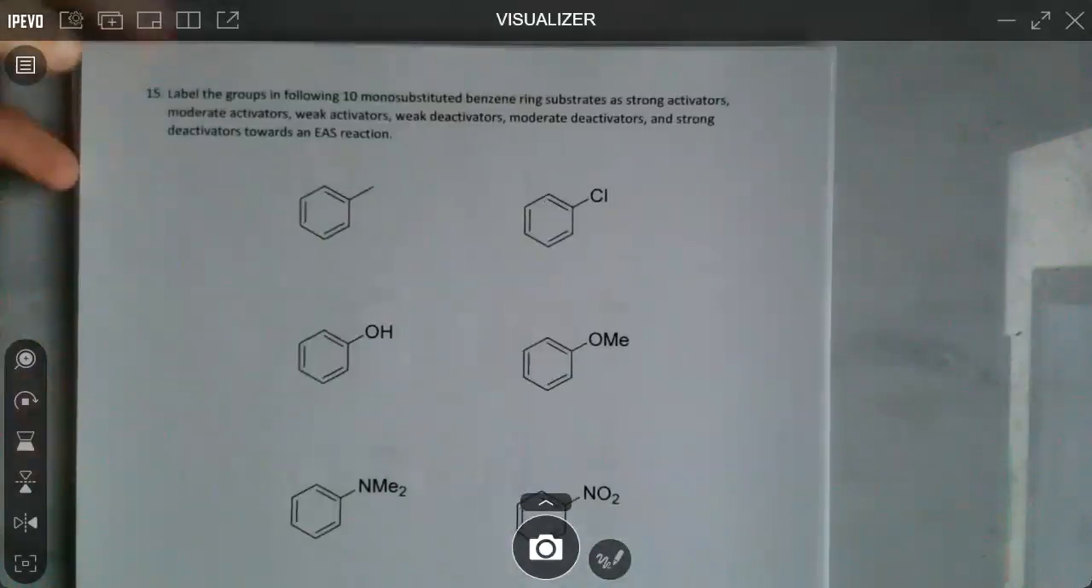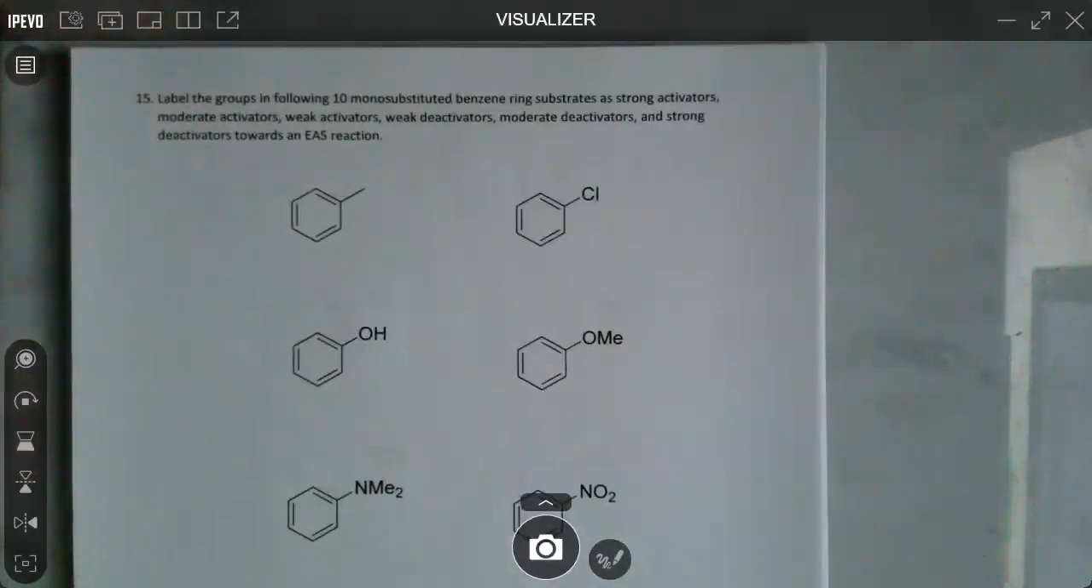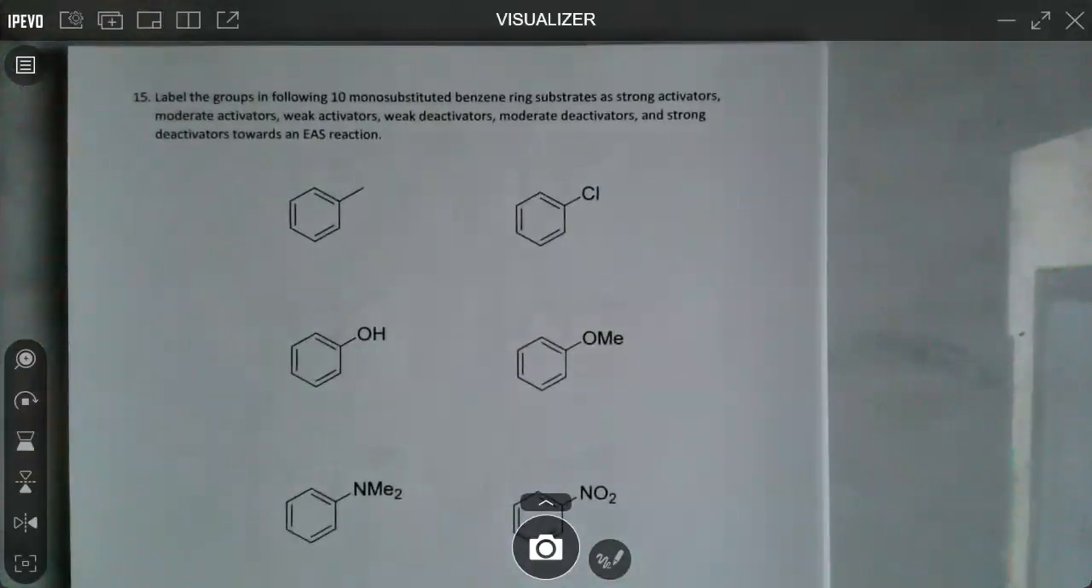All right, the next question says, label the groups in the following 10 monosubstituted benzene rings as strong activators, moderate activators, weak activators, weak deactivators, moderate deactivators, and or strong deactivators towards an EAS or electrophilic aromatic substitution reaction.